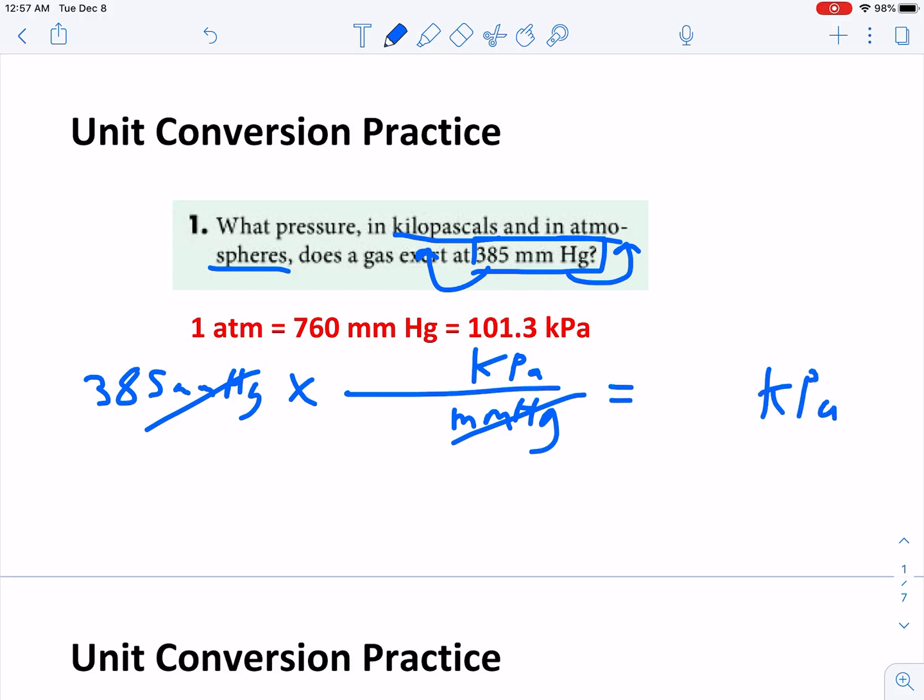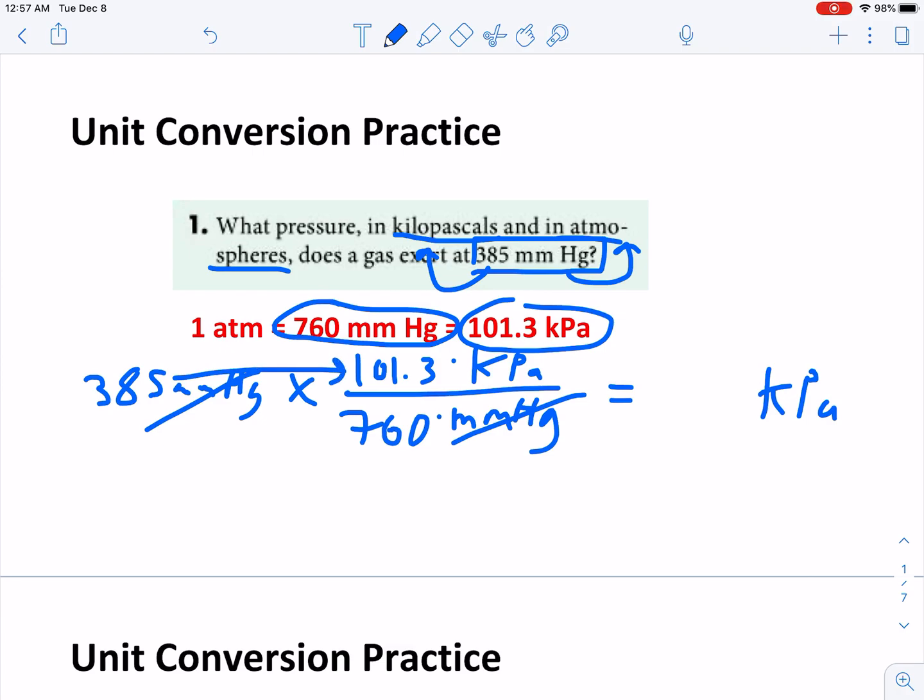So again, the trick is to find that relationship, right? What's the relationship between millimeters of mercury and kilopascals? And there it is right there. I know that 760 millimeters of mercury is equal to 101.3 kilopascals. There you go. And so you're just going to do 385 times 101.3 divided by 760. So you multiply those two, and then the product of that, divide that by 760, and you'll get something like 51.3 kilopascals.